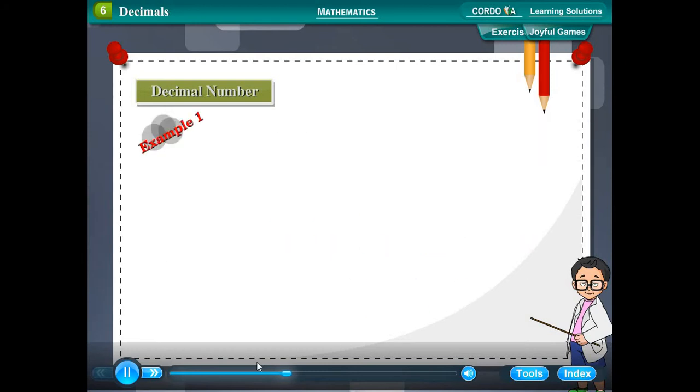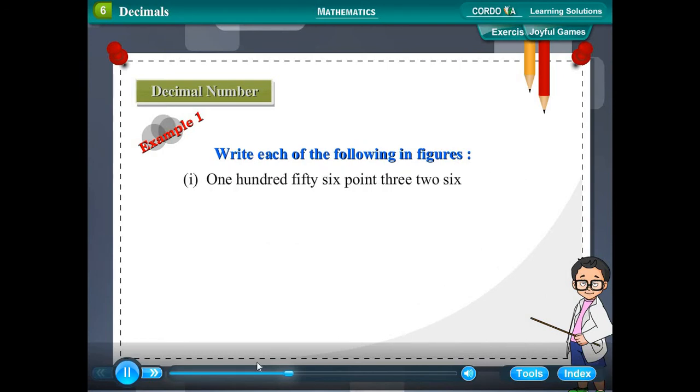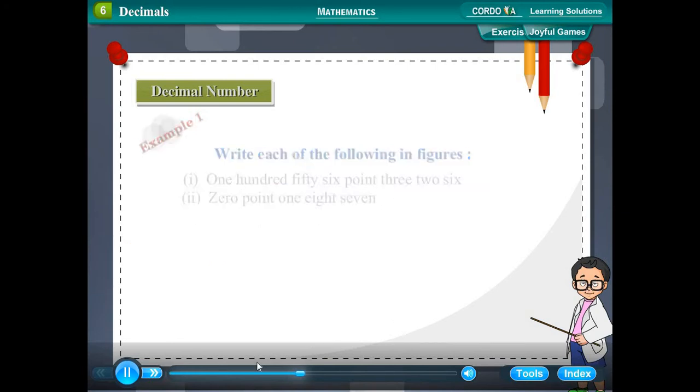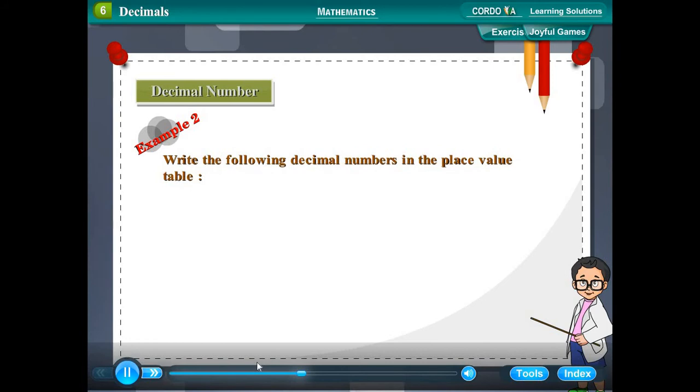Example 1. Write each of the following in figures. 156.326, 0.187. Solution: 156.326, which is equal to 156.326. 0.187, which is equal to 0.187.